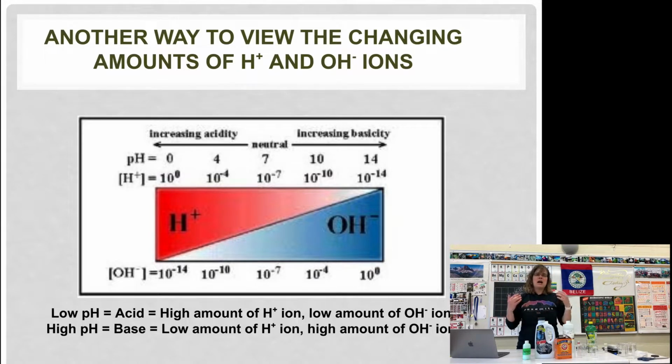So every single time you move up a number in the pH scale, it gets 10 times worse. So if you have a pH of 7 and you move down to a pH of 6, so it's getting more acidic, that substance is 10 times worse than it was at 7. If we have a pH of 5, it's 10 times 10, so it's 100 times worse. If we have a pH of 4, it's 10 times 10 times 10, so it's 1,000 times worse.